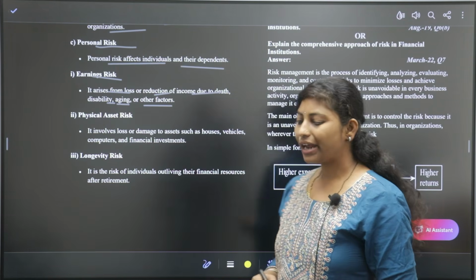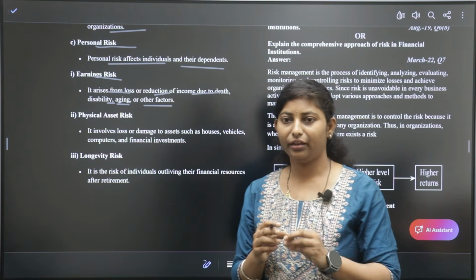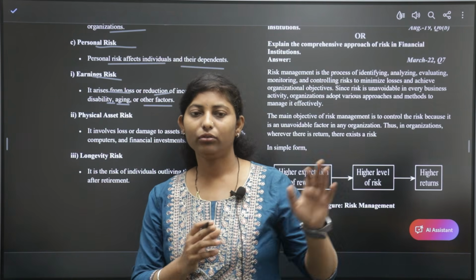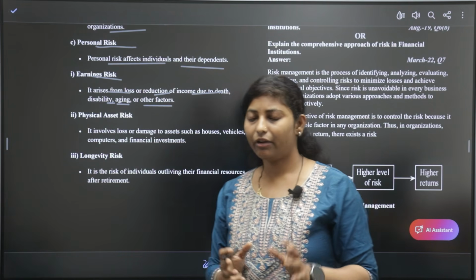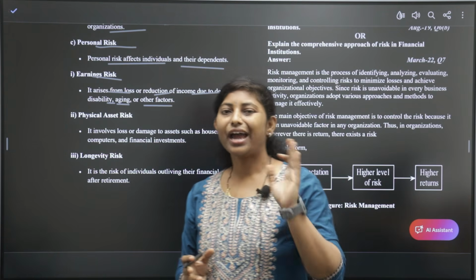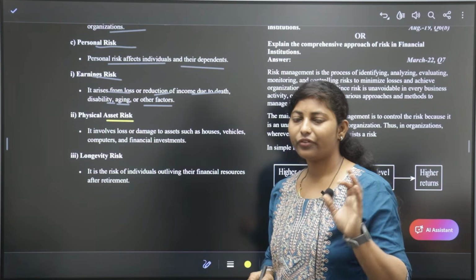Next you have physical asset risk. This is when any asset gets damaged or an accident happens to that asset, which is very expensive and very beneficial to our company. Such damages we say as physical asset risk, getting damage to any of the assets.